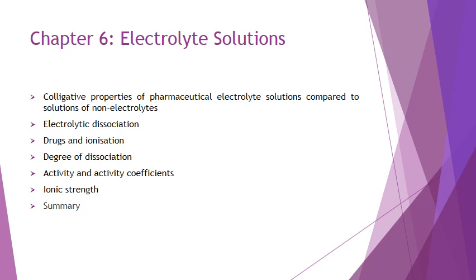Now the topics that will be covered in this lecture are the following. The first thing is the colligative properties of pharmaceutical electrolyte solutions and how we can compare the colligative properties of this type of solutions to the other type, which is the non-electrolyte solutions. Then the second topic will be the electrolytic dissociation. The third topic is drugs and ionization. The fourth topic will be the degree of dissociation. The fifth topic will be the activity and activity coefficients, followed by an interesting and important topic, which is the ionic strength, and finally I will summarize the chapter in very useful summarized notes.